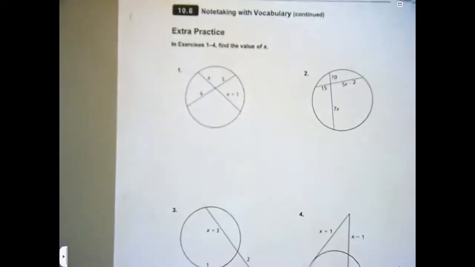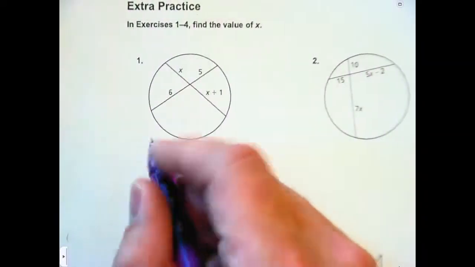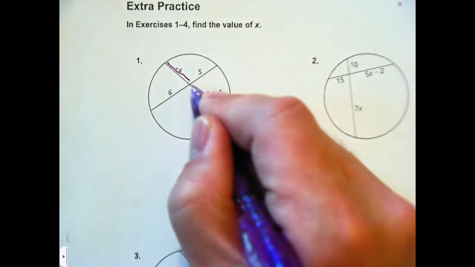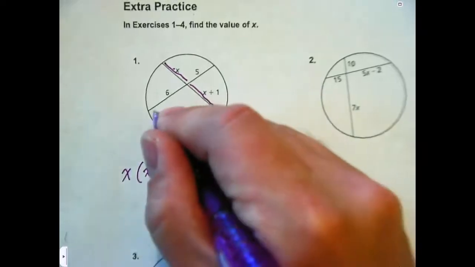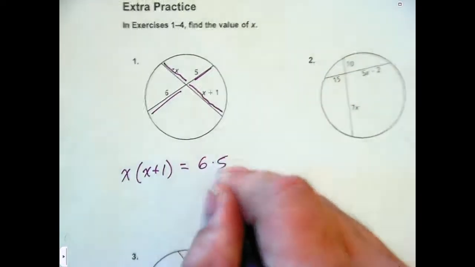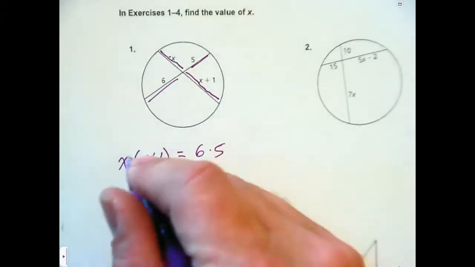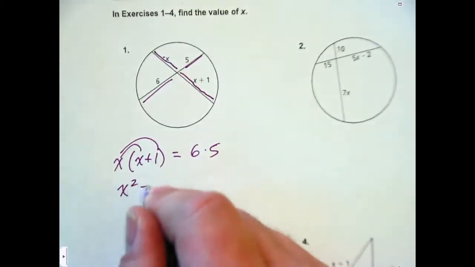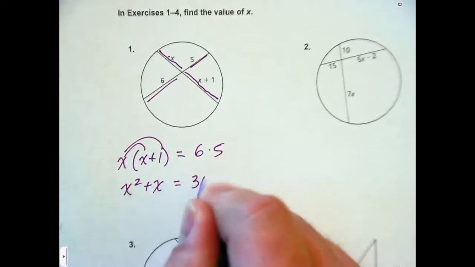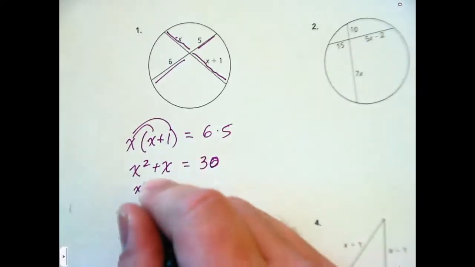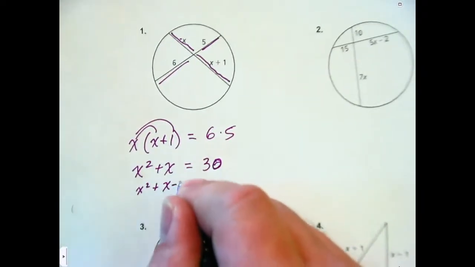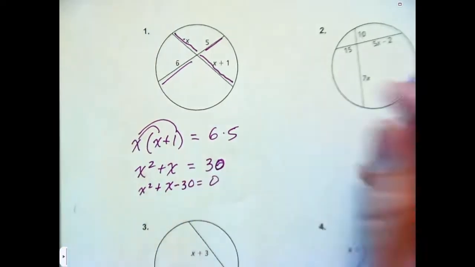Okay, how many have started number 1? How many have got to the point where you have to do some factoring? So we do this length times that length, x times x plus 1 is equal to 6 times 5. Everyone made it that far? Okay. This is x squared plus x, and that's 30. And then to solve a quadratic, you can either use the quadratic formula or completing the square or graphing or factoring.